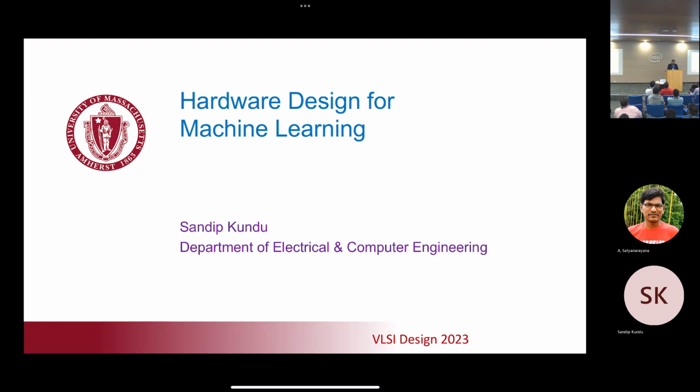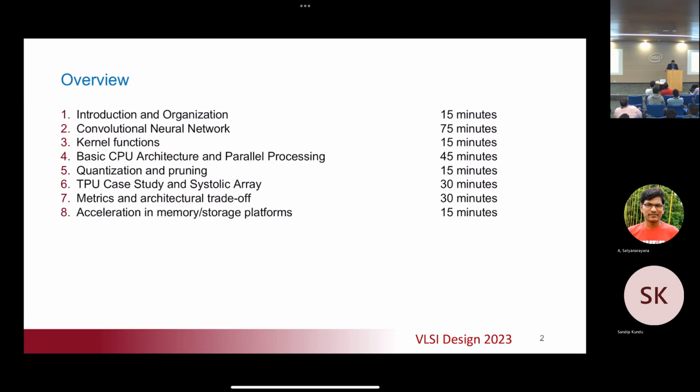What I'd like to do, without further ado, is get started. Here's the overview of the presentation. I'd like to spend some time on introduction and organization, and then talk about the basics of convolutional neural networks. The purpose of doing that is to understand the algorithm and where the complexity issues are. Then we look at the kernel functions that we use, and specifically the things that we are trying to accelerate in the hardware.